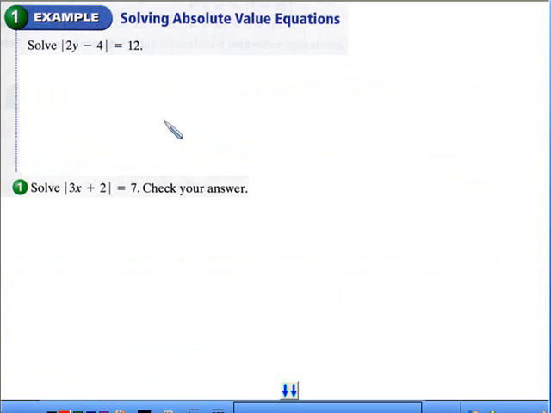So the first thing, let's solve a couple here. If you have an absolute value problem like this, where the variable is inside the absolute value bars, you need to split it up into two problems. The first one is the exact same thing, but without the absolute value bars. The second one is going to be what's inside here stays the same, and then you're going to make the 12 negative. And then just solve each separately.